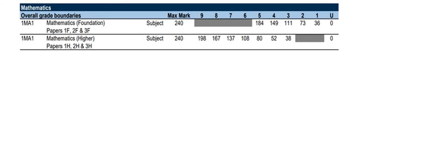In this video I'm going to discuss how you can get grade 4 or 5 in the maths GCSE exam. You can see here I got the grade boundary from the Edexcel website. To get grade 4, you need to get 184 marks, and to get grade 4 you need to get 149 marks across all three maths papers, 1F, 2F and 3F. So what this means for grade 4 and for grade 5, I'm going to show you this as well.